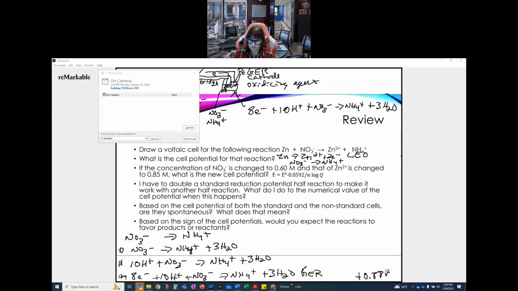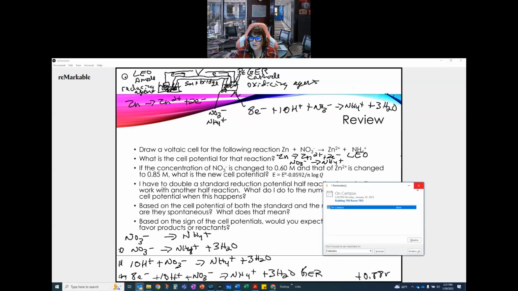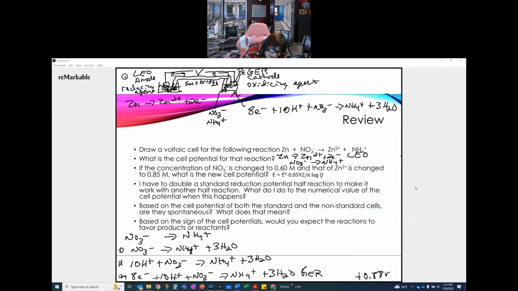What is the cell potential for this reaction? Well, the Zn going to Zn2+ plus 2 electrons is an oxidation. The reduction of Zn2+ plus 2 electrons going to Zn solid has a standard reduction potential of negative 0.76. So the E naught reduction for this reaction equals negative 0.76. The E naught reduction for this one equals 0.88 volts.